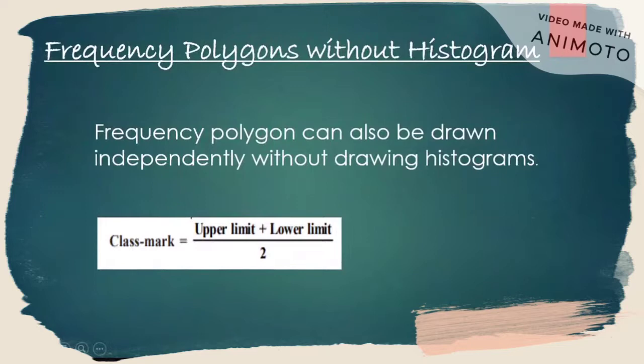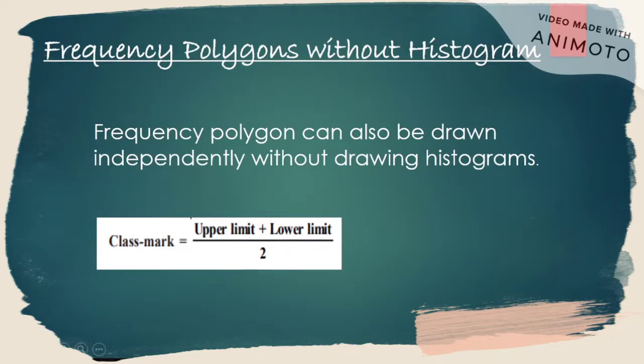Yes, as it is written, frequency polygon without histogram. Here we can also draw a frequency polygon without using a histogram, meaning we can draw the polygon independently. For this we require the midpoint of the class intervals used in the data. These midpoints of class intervals are called class marks.